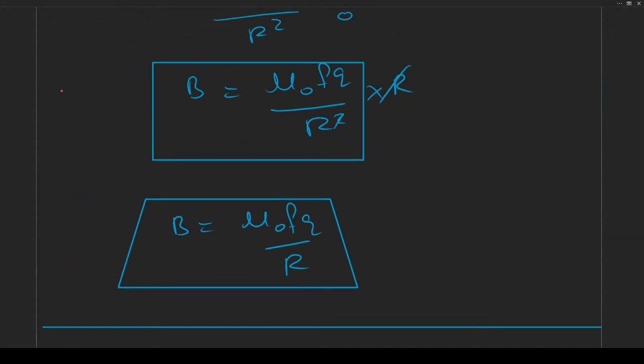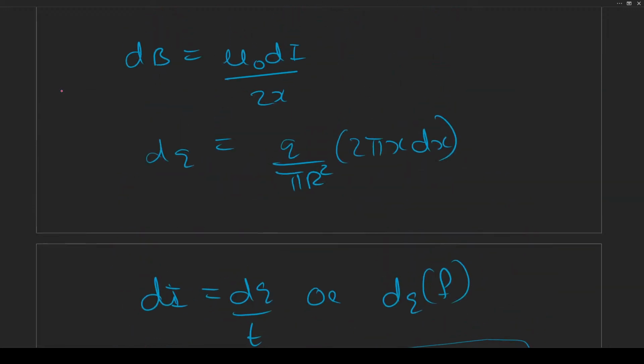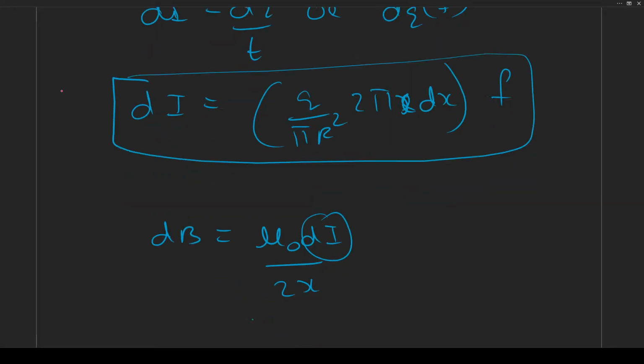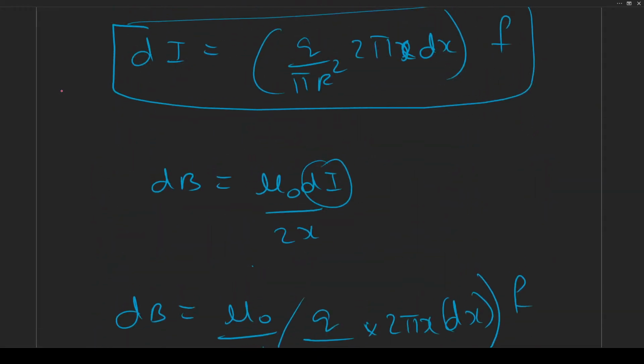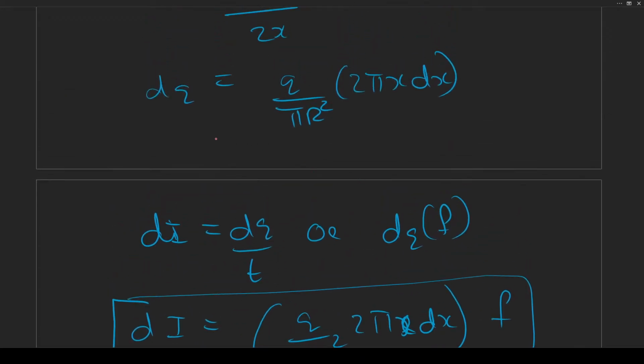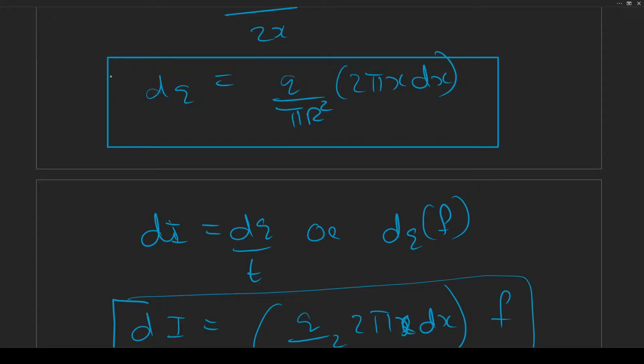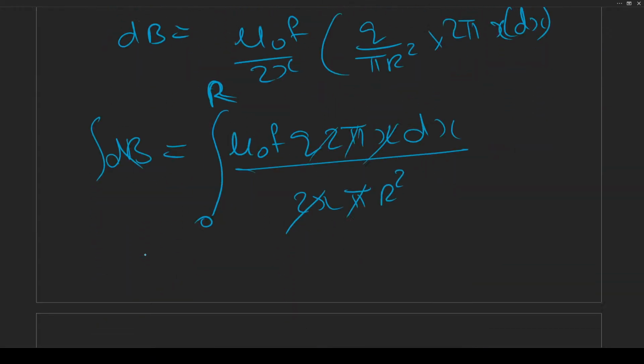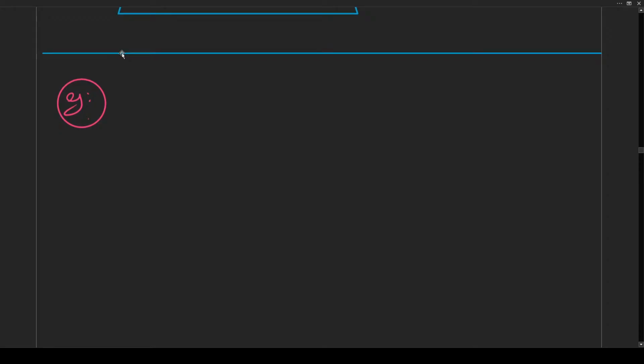The main important understanding of this question lies in taking the dq value, where we took dq as q by pi r square times 2 pi x dx, that is, charge per unit area, for unit 2 pi circumference, times the small elements. Now let's see the next question.